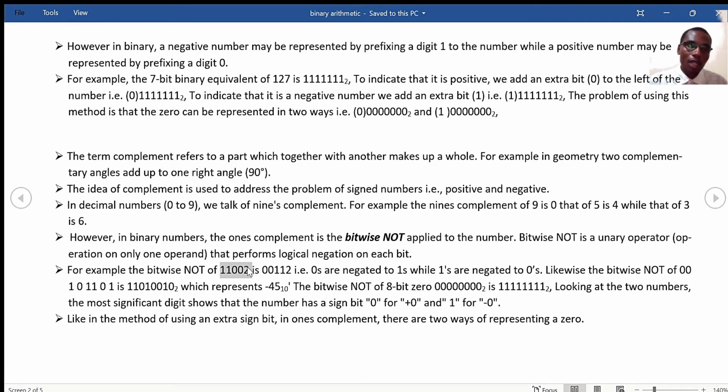So if someone tells you, can you write the complement of this binary number? Wherever you see ones, you write zeros, and wherever you see zeros, you write ones, and you will be okay to go.